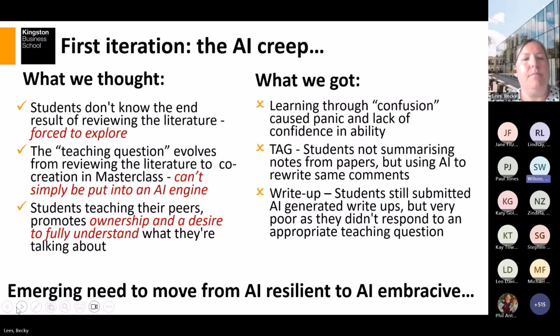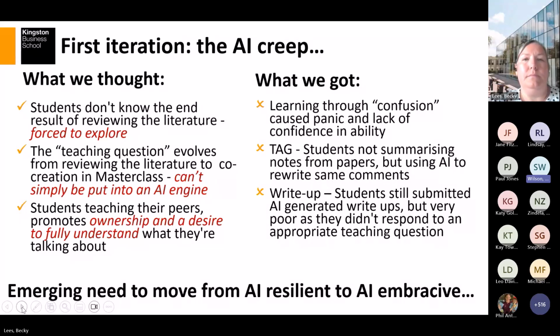We thought that, well, students don't know the end result of reviewing the literature, so they're going to be forced to explore it. They have to come up with this teaching question that comes at the end of the review, so they can't just put a question into an AI engine. And we thought, well, this is brilliant. The students are teaching their peers. It promotes this sense of agency and ownership and this real desire to fully know what they're talking about. And we thought this was brilliant.